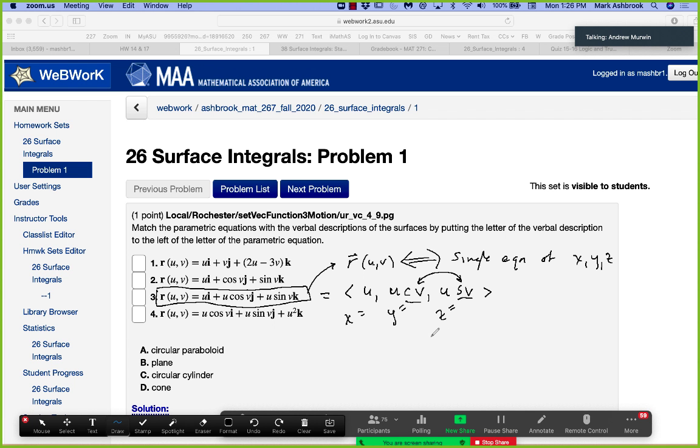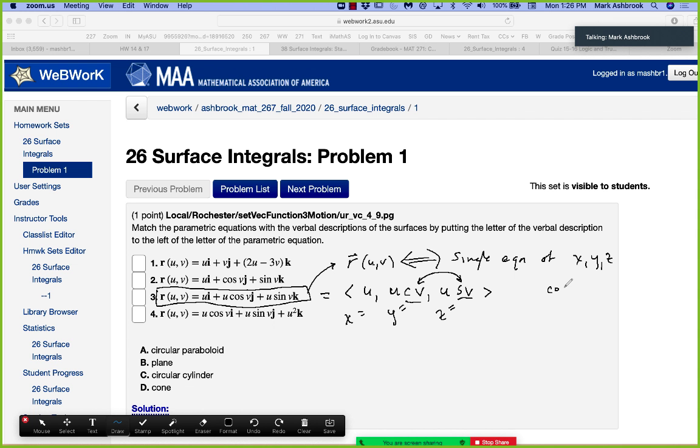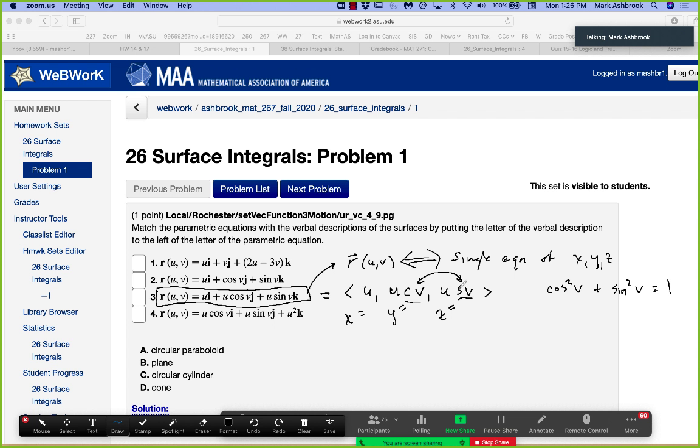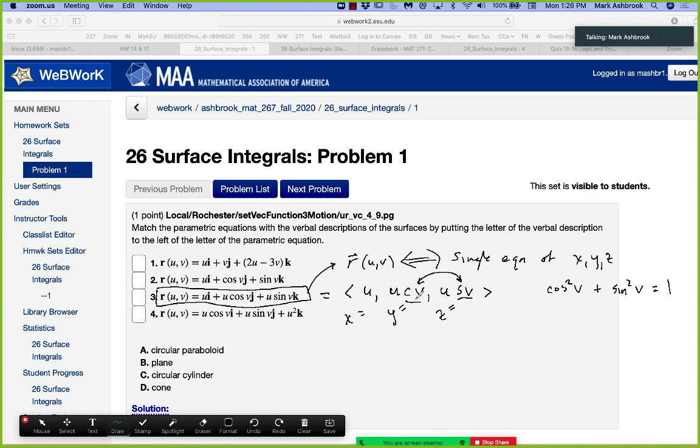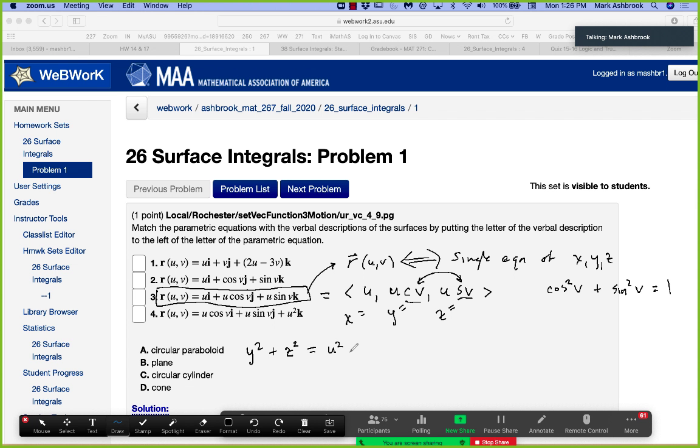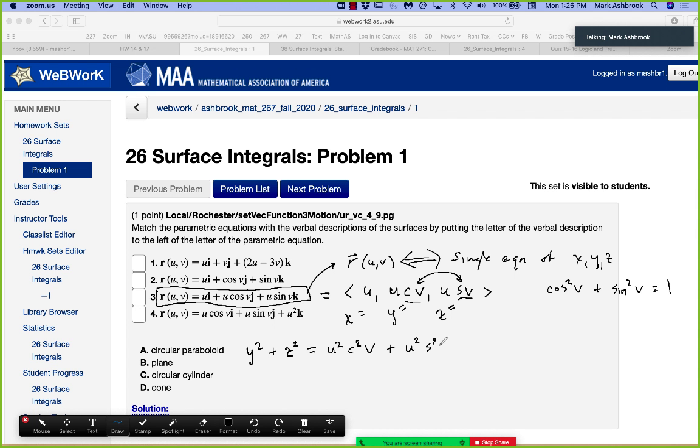Cosine squared plus sine squared is 1. Thank you. Pythagorean identity, right? So how do we get there? Well, we can't just square those. They have u's attached to them. So if we square y and we square z, that will get our cosine squared and our sine squared. So let's do that. We do y squared plus z squared. That'll be u squared cosine squared v plus u squared sine squared v.